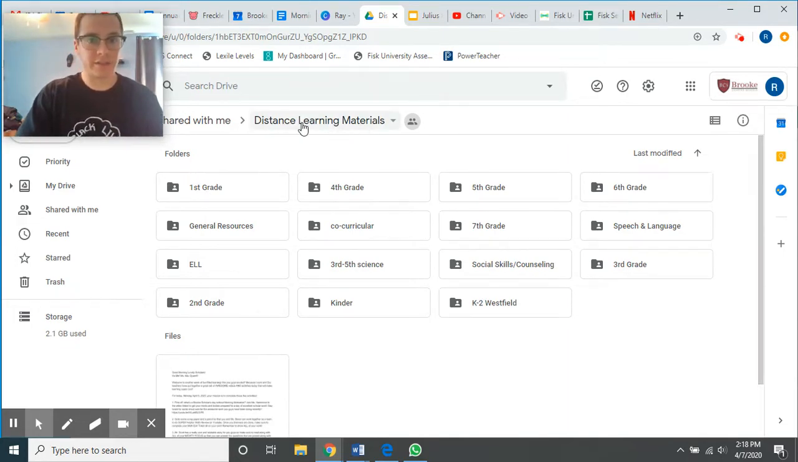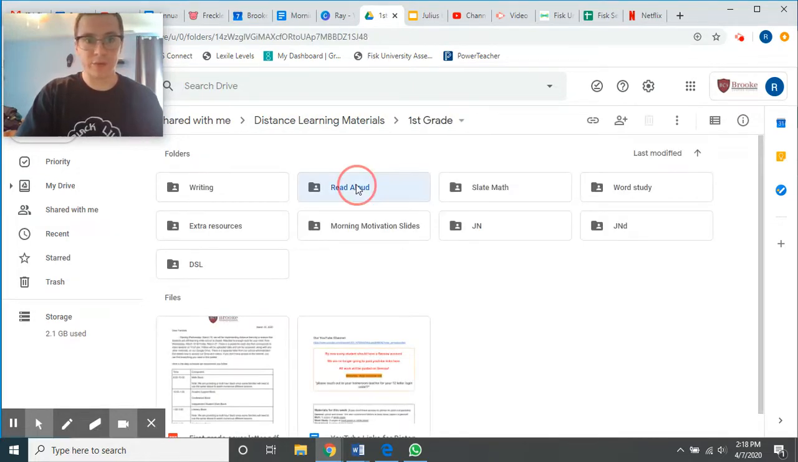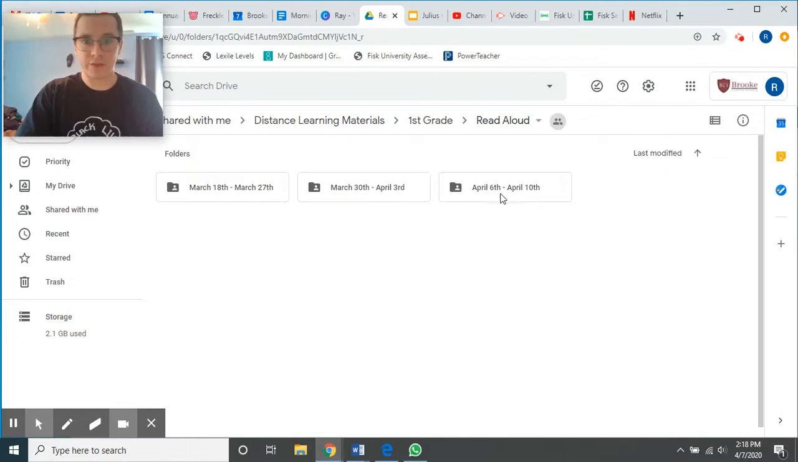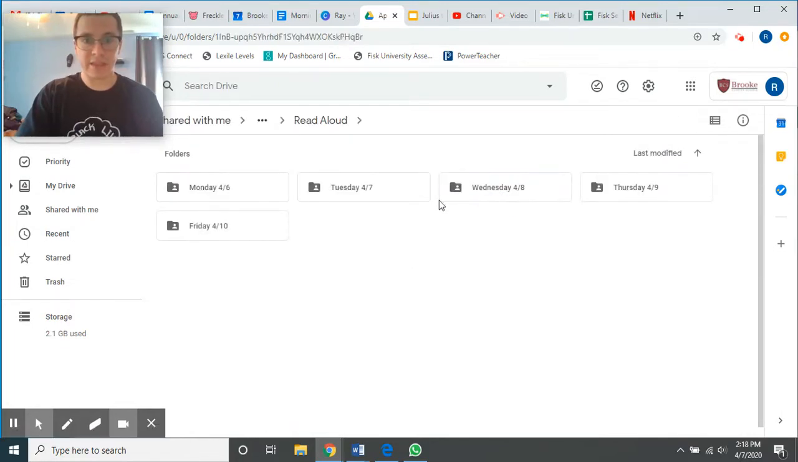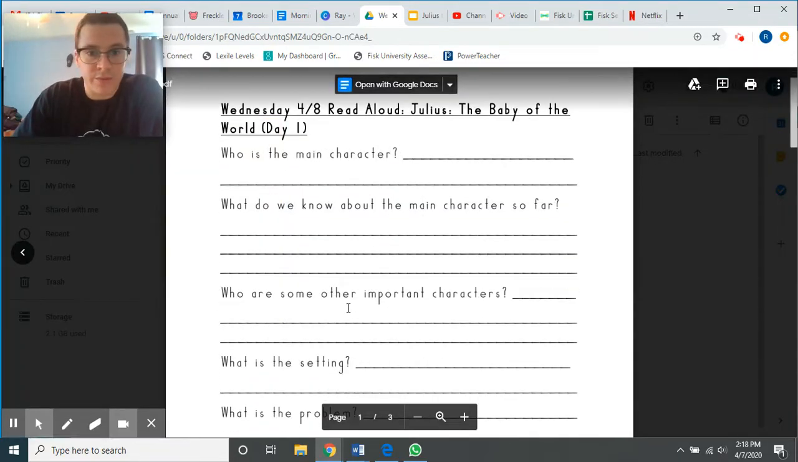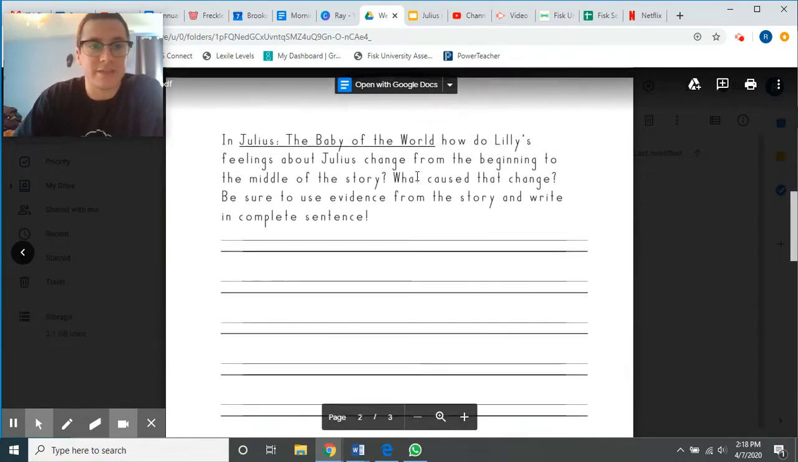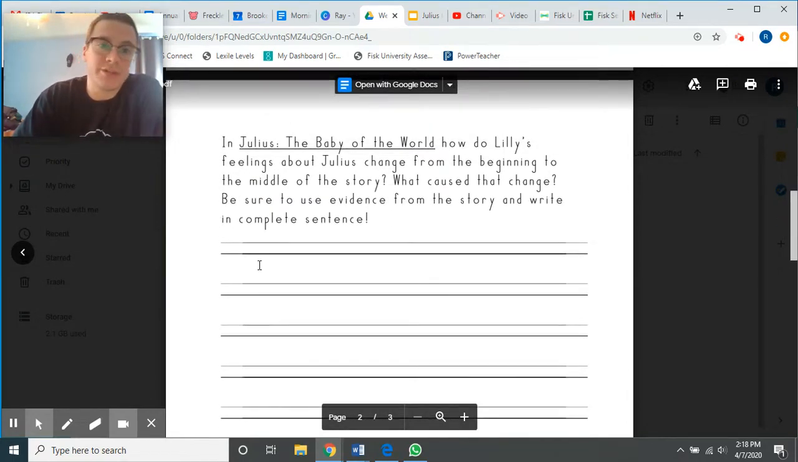You're going to go to the distance learning materials folder, go into first grade, go to read aloud, and go to this week, April 6th to the 10th. And then today is Wednesday, April 8th. And then you'll have a copy of the book here. It's split up into two parts because it was way too long to be in one document. And if you click on this document here, you'll have the sheet that you will fill out as we read the story. And then you have your exit ticket for the day on the second page.